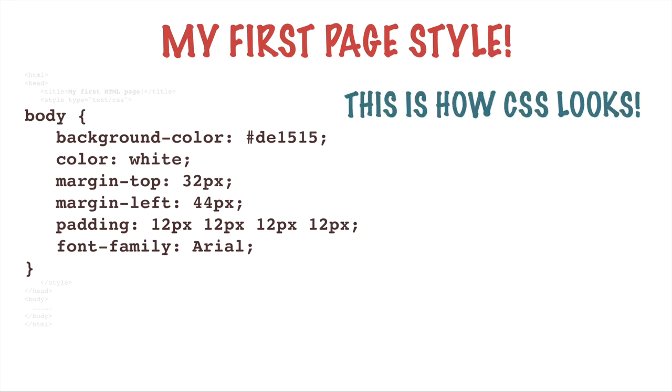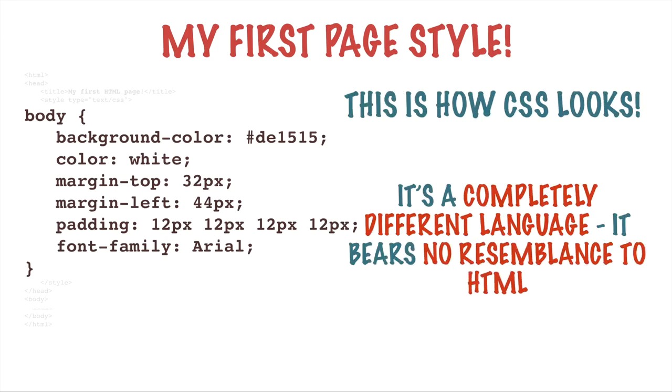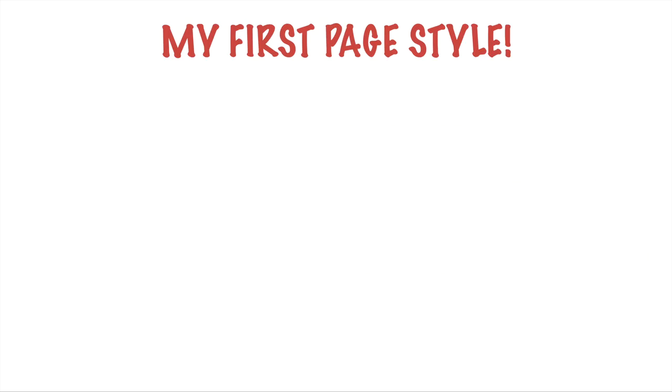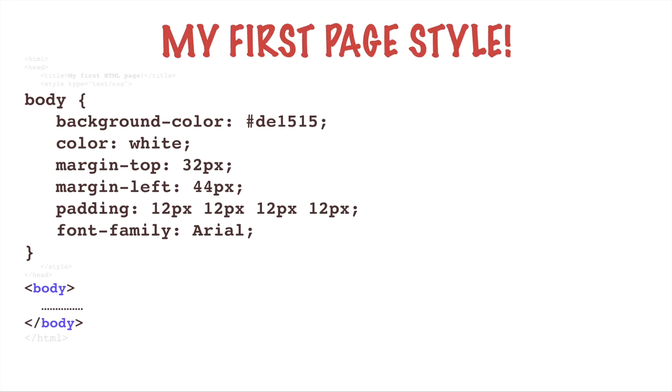CSS looks weird, and that's because it's a completely different language. It has absolutely no resemblance to HTML. This language is a different language again and has its own different and rather arcane syntax. Let's parse what we see here and hopefully it'll make more sense. Remember that a style is a rule governing the appearance of an HTML element. Well then, the first question that needs to be answered is which HTML element? And that's the first part of the CSS.